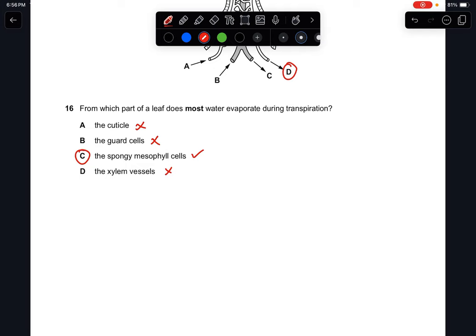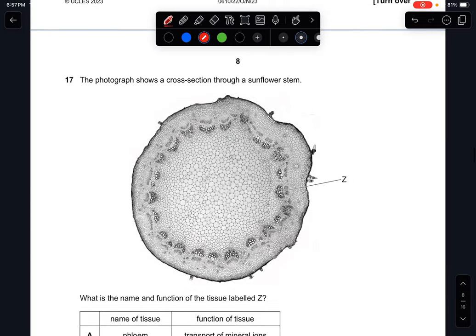Why? Because the spongy mesophyll cell has a very large space. When they have a very large space, that's where all the gas exchange will happen. And at the same time, it's where most of the water is. Of course, they're together with those air particles, and then they release out together. The guard cells only help to open and close. They don't make sure that most water evaporates. It is the spongy mesophyll cell. Take note.